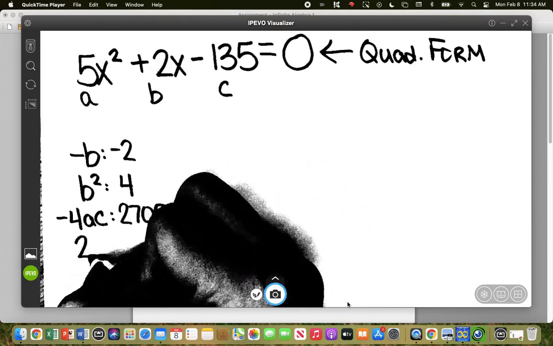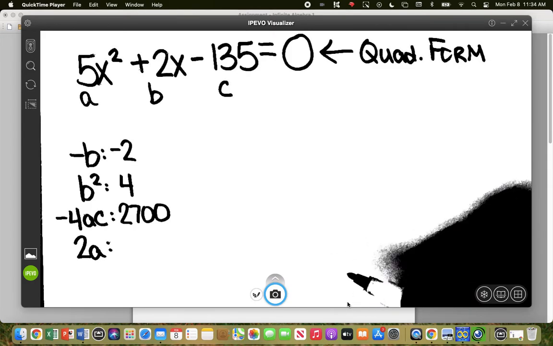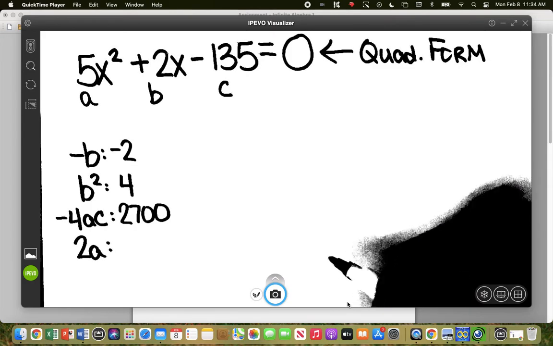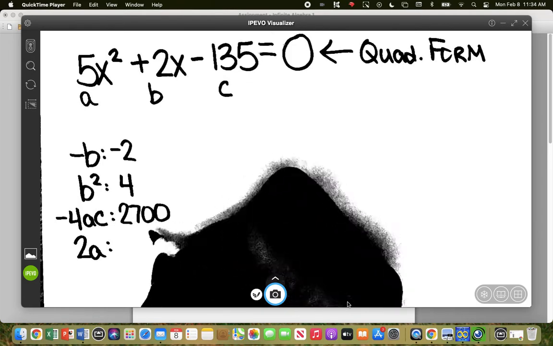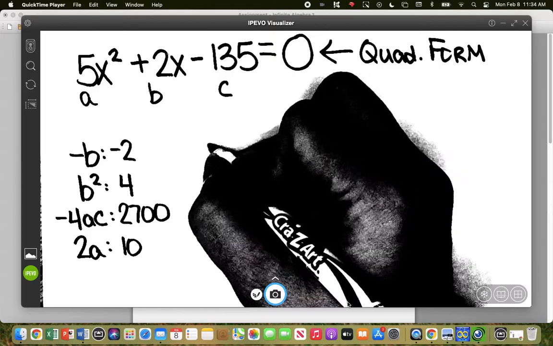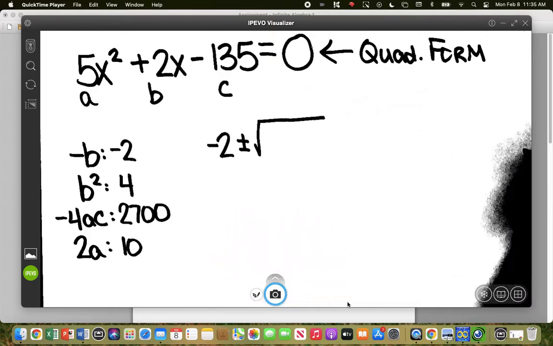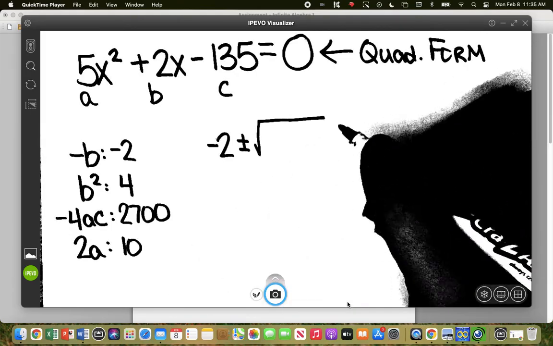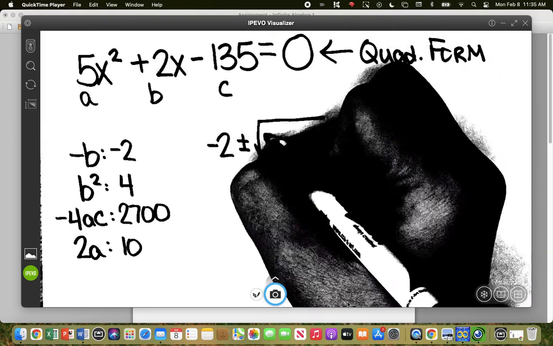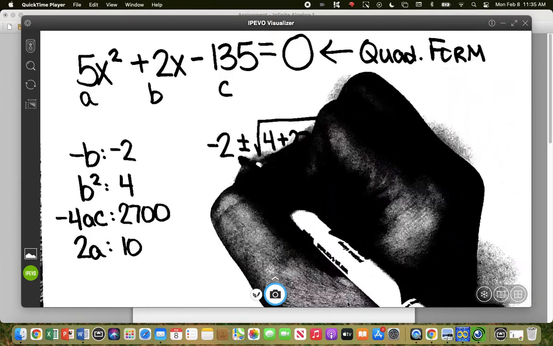And then 2 times A. What is 2 times 5? Guys, what's 2 times 5? 10. All right, so once we have that all set up, we are good to plug what we know into the quadratic formula. So we've got our negative 2 plus or minus, inside the root we have 4 plus 2700, divided by 10.